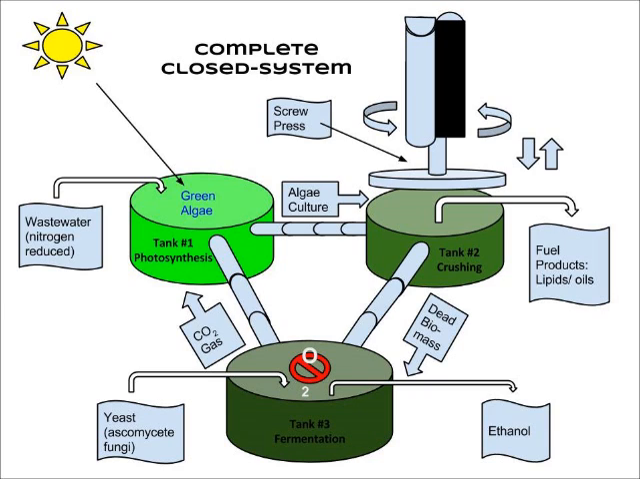The carbon dioxide gas is recirculated back to tank 1, where it's used to control pH levels. Next, we will move on to a more detailed explanation of each tank and process.